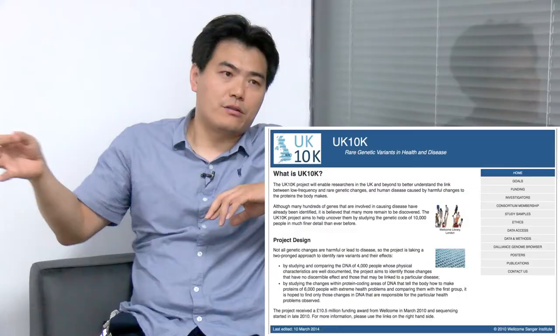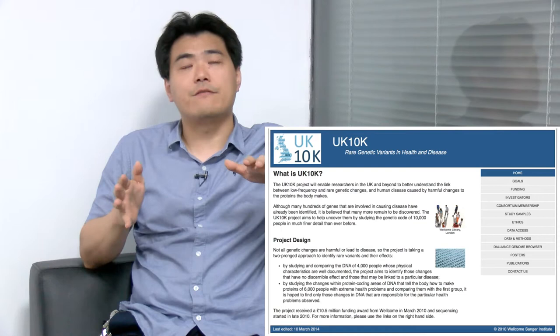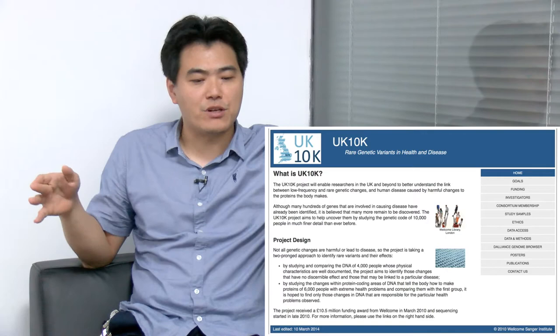So then in 2015, did these happen at the same time, the 1,000 talents program by the Chinese government, and also the UK 10K project? Which one happened first? The UK 10K project first. Because the UK 10K project started from 2010 and finished in 2015. We published this paper in 2015.